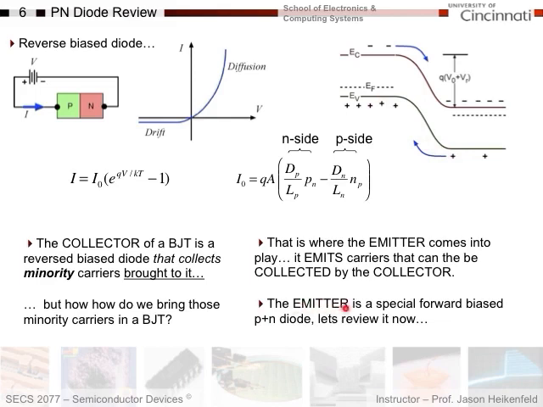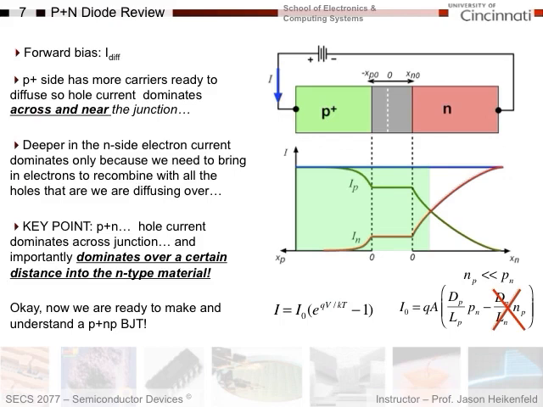And we'll find that the emitter is just a special forward biased P plus N diode. And let's review that now. So let's look at what the emitter will look like. Again, the emitter is going to be a heavily doped P side, lightly doped N side. It is forward biased. It injects current by diffusion from the emitter into the base. And here's why we want to look at it and have it be P plus N.